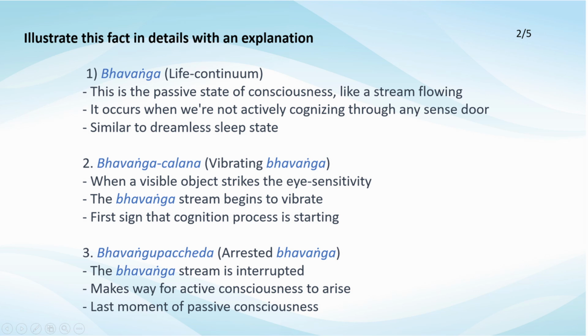Number 2 is vibrating bhavanga. When a visible object strikes the eye sensitivity, the bhavanga stream begins to vibrate. It is the first signal that the connection process is starting. Number 3, arrested bhavanga. The bhavanga stream is interrupted to make way for active consciousness to arise. It is the last moment of passive consciousness.